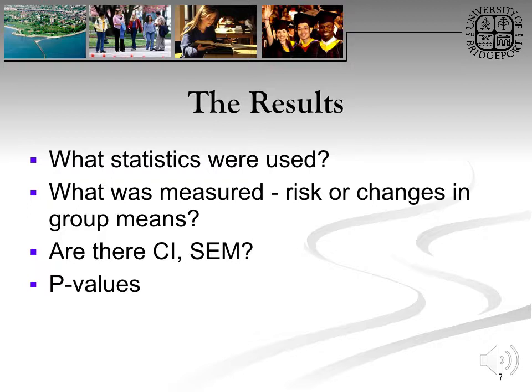Next, what are those results and how precise are they? What did they measure? Changes in risk? Changes in the group mean of something like blood pressure scores or questionnaire values? And look at the size of the p-value. If it's present, it should be less than 0.05. Are the confidence intervals or standard errors of the means there? Are they narrow or are they large? And do they overlap?